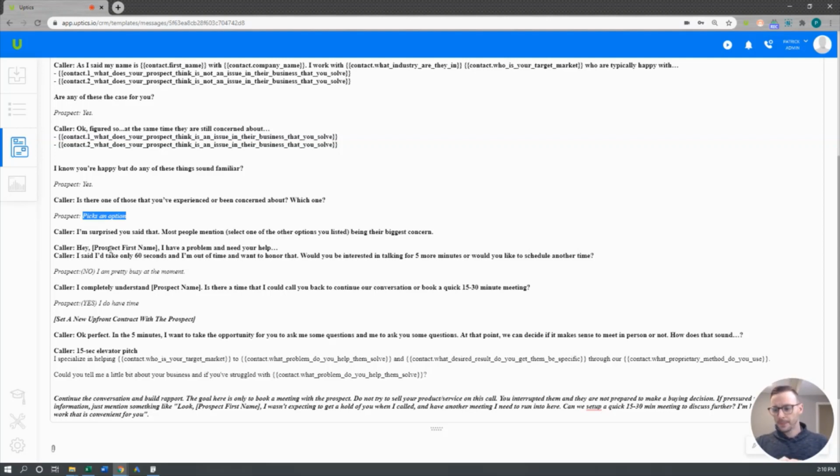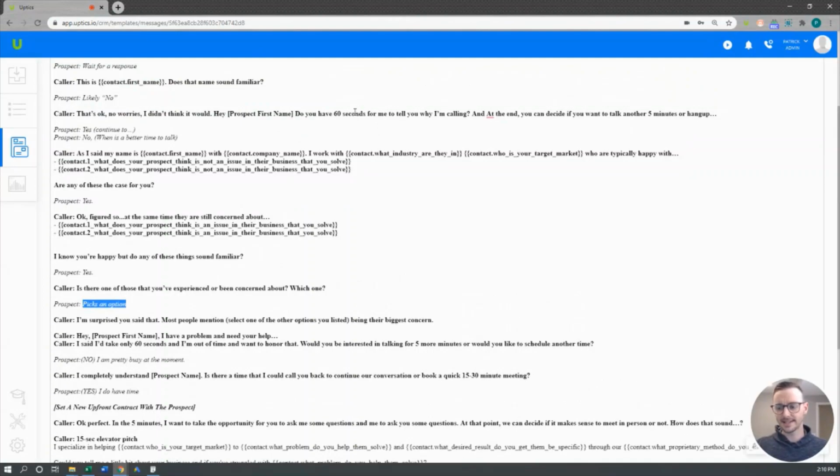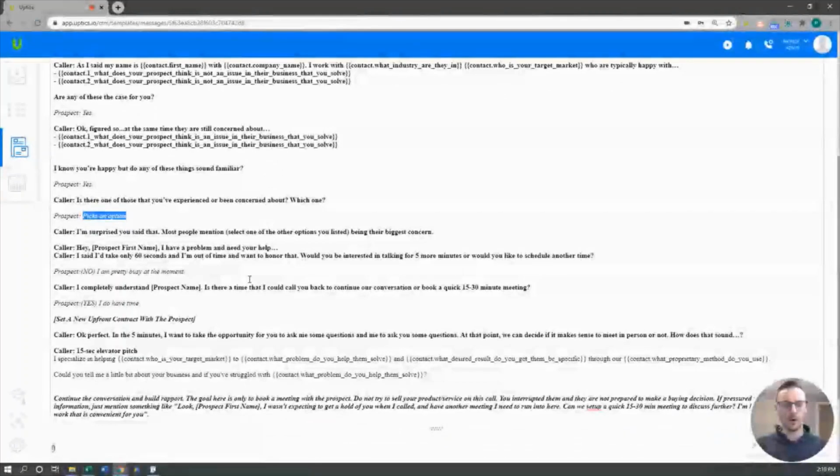From there, we're pretty much getting to the end of the script here, because at the beginning, if you remember, we were only going to take 60 seconds of their time. So at this point, we shouldn't be going over that. We want to make sure we've built trust with the prospect and that we're really respecting their time, because at the end of the day, this is a cold call. We're interrupting their day and we want to be very respectful of their time.